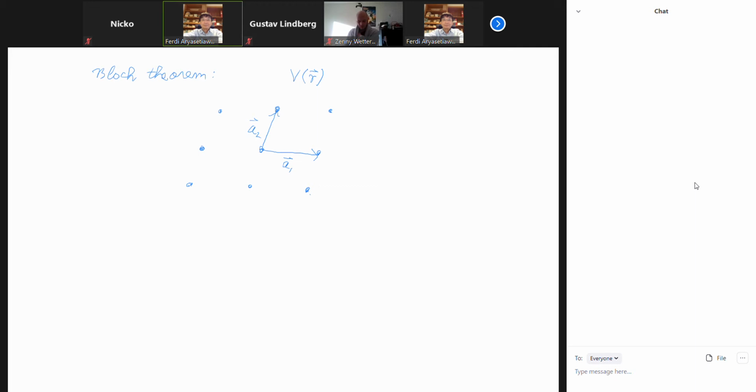Yeah. So then we have translational symmetry, because by definition, this potential is invariant under translation. So we can construct a vector, call it T for translation.